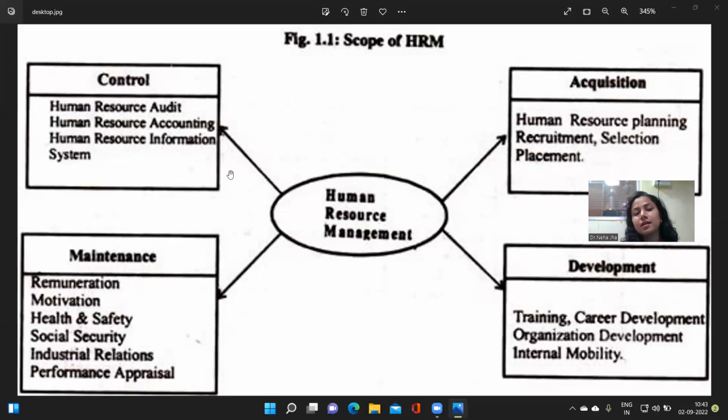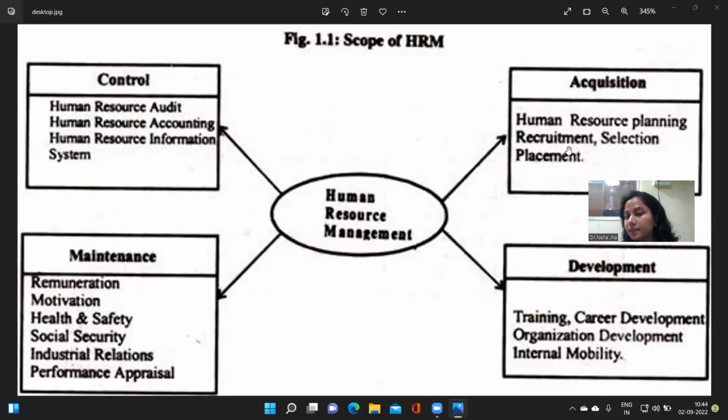Okay, other than that, the National Institute of Personnel Management, Kolkata, has specified a different scope of HRM that we will be discussing later. But first let's discuss the figure which you are able to see on my screen. As we discussed about HRP, HRP is all about planning the right number of people at the right job at the right time. All right, I'm just giving a brief introduction of these things.